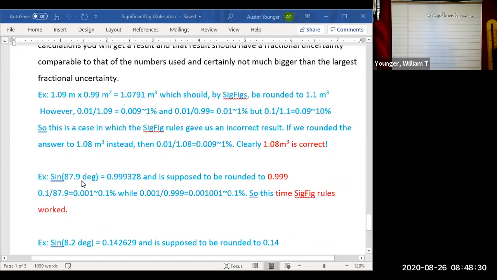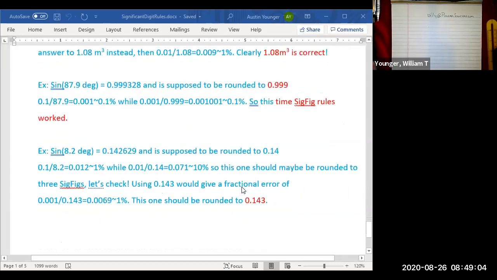If you do the sine of 87.9 degrees, you get 0.999328. And according to our SigFig rules, I put in 3 SigFigs, so I should round it to 3 SigFigs. So I'm going to call that answer 0.999. However, the fractional uncertainty of the input number was 0.1%. The fractional uncertainty of the output number, 0.001 divided by 0.999, gives me also about 0.1%, so the significant digit rules work fine.